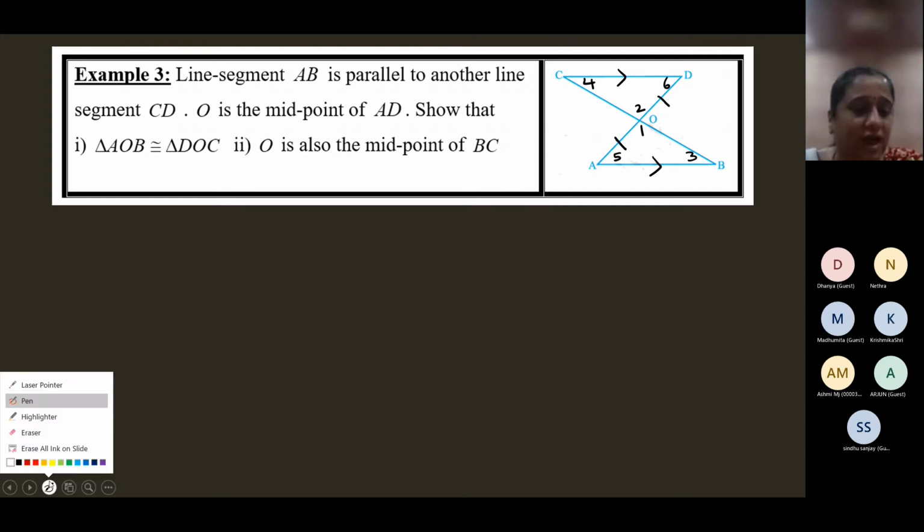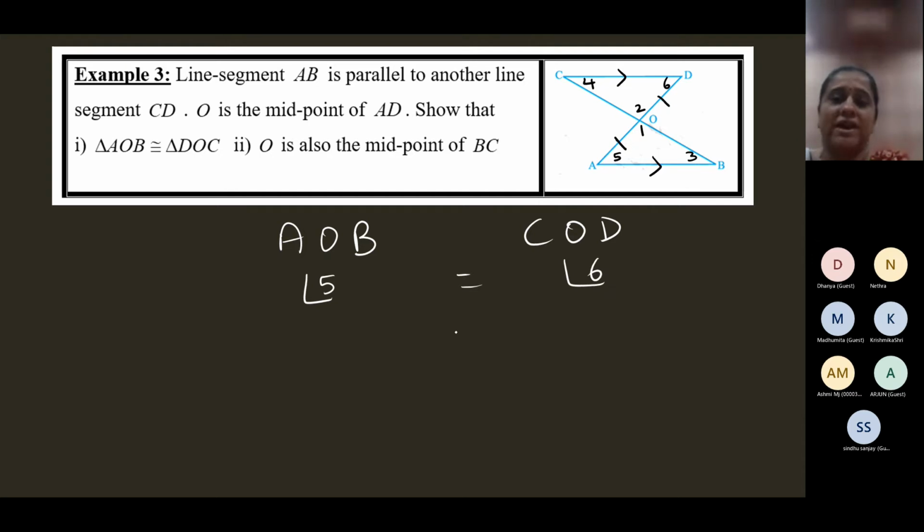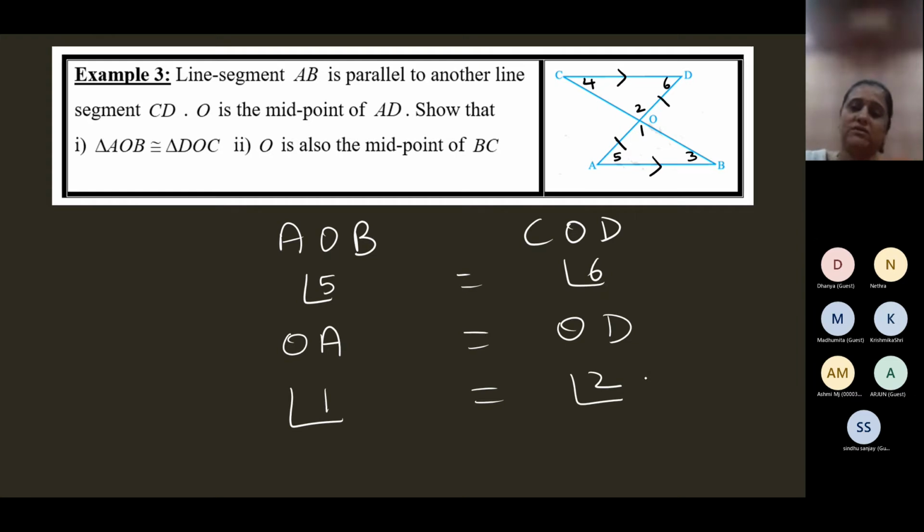So now supposing I write, see the 2 triangles. Please watch. AOB is one triangle. COD is the other triangle. Now supposing I write angle 5 is equal to angle 6. Alternate angles are equal. Then I write OA of the first triangle is equal to OD of the second triangle. Then angle 1 of the first triangle is equal to angle 2 of the second triangle. Okay, so what have I written?